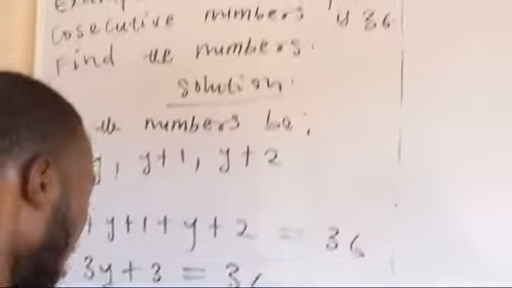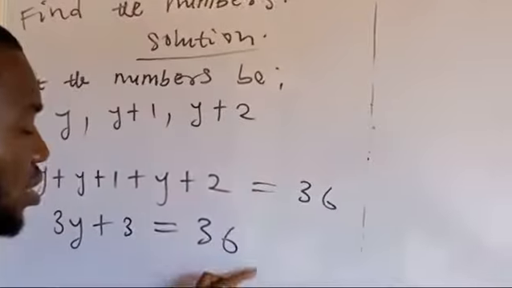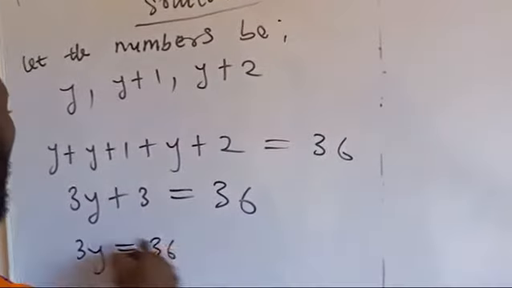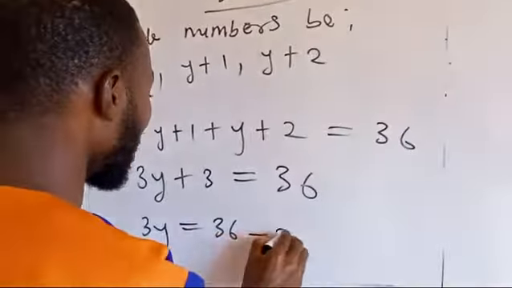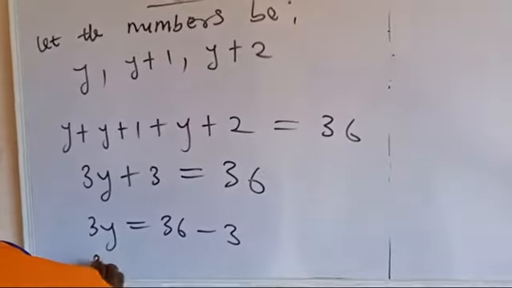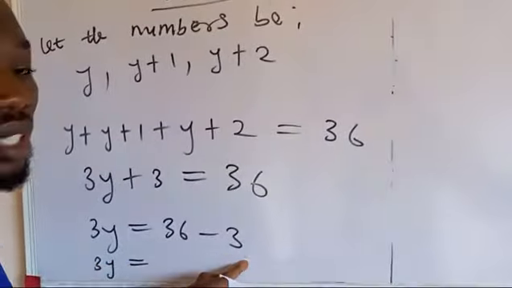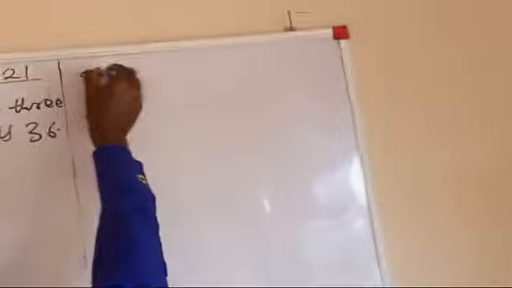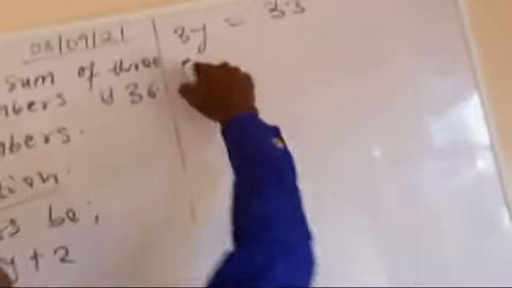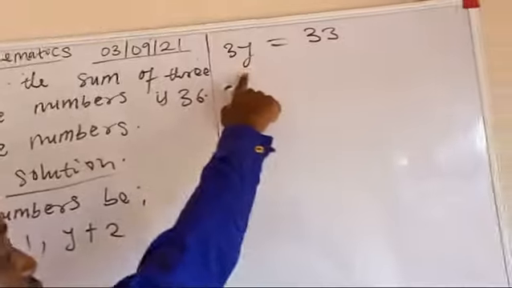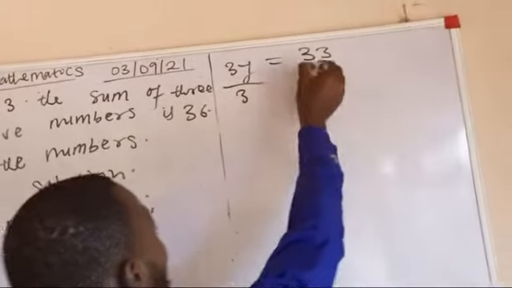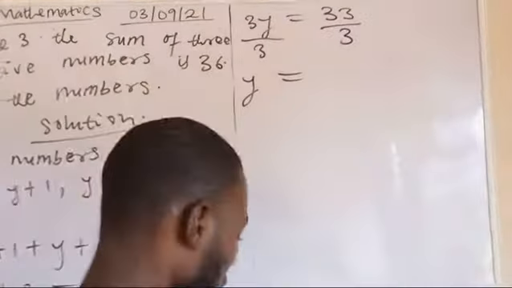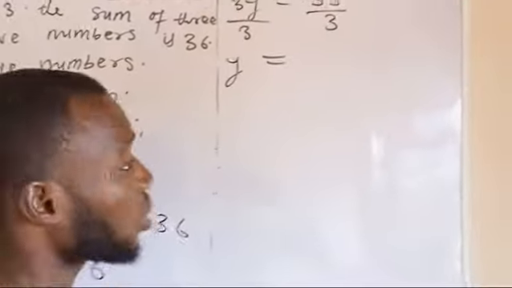We now have to collect like terms. How do we collect like terms? This 3 will cross over to meet 36. Once it's crossing, we change to minus 3. So here we have that 3y is equals to 36 minus 3 will give us 33. So at this point, we now have that 3y is equals to 33. We have to divide both sides by the coefficient of y to get the correct value of y. Divide by 3. Divide by 3. So the value of y now is equals to, because 3 will cancel y, 33 divided by 3 will now give us 11.